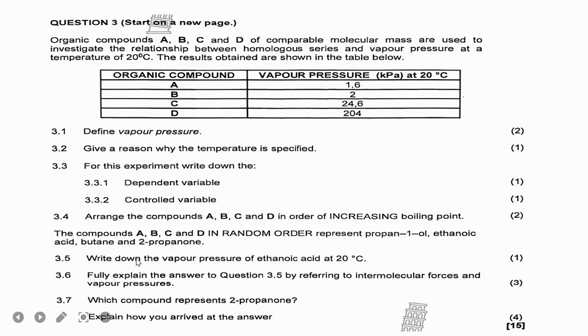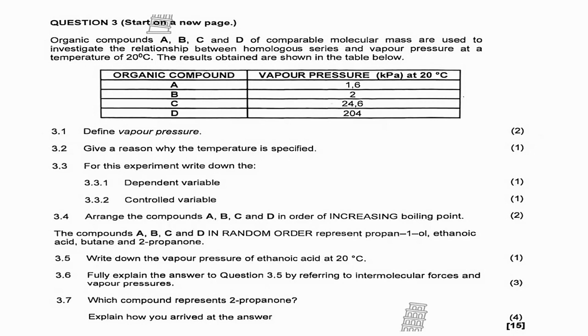Then 3.5 says write down the vapor pressure of ethanoic acid. Now looking at all these compounds that we are given, we can see that ethanoic acid is the one with the strongest intermolecular forces. We know because of the two sites of hydrogen bonding. It has hydrogen bonds at two sites. So it is the one that should have a lower vapor pressure because of its stronger intermolecular forces.